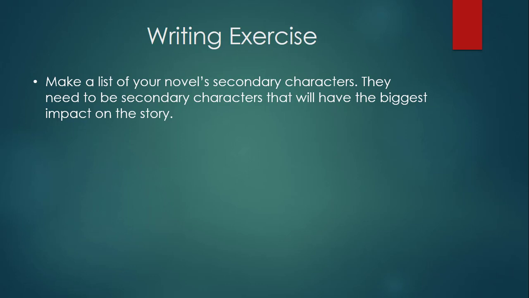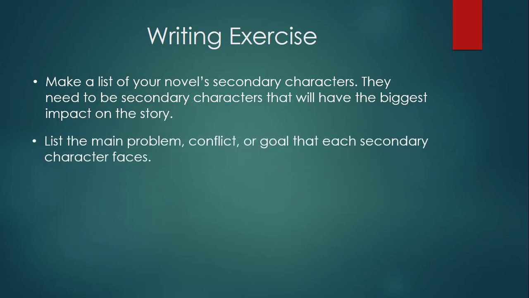But just make a list of your novel's secondary characters, and they need to be secondary characters that will have the biggest impact on the story, okay? If some random restaurant owner makes an appearance for 1 or 2 scenes, don't include them or their plot line unless it has something very relevant to do with the main story. Don't include their subplot unless it has to do with the main conflict, or it affects or impacts the book in just a ginormous way.